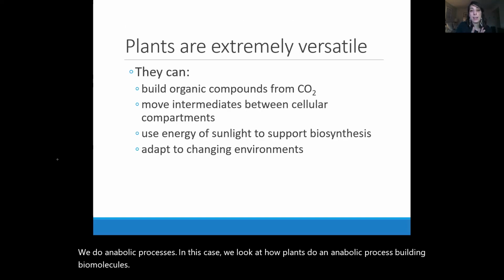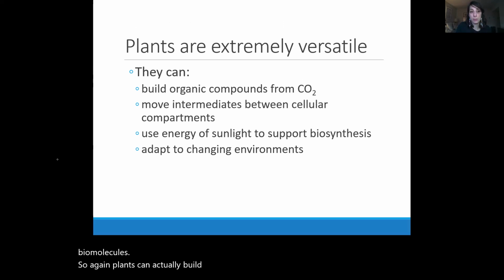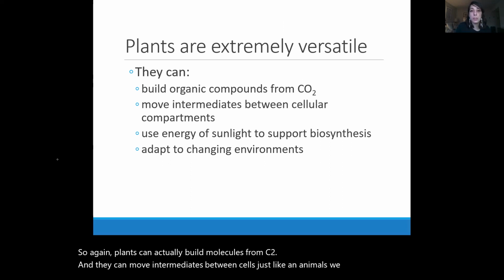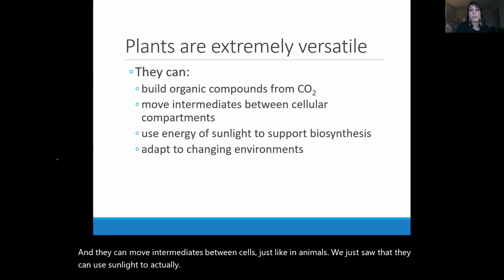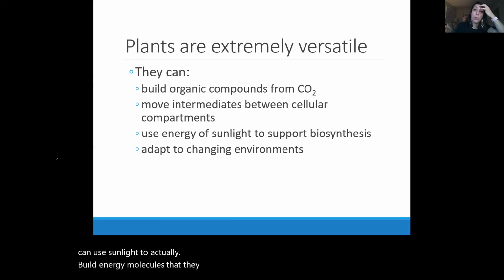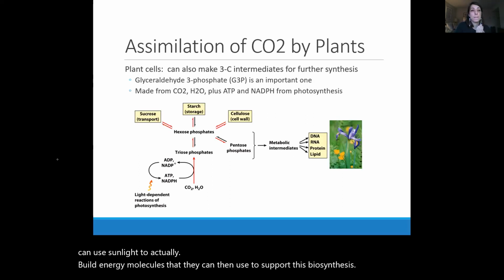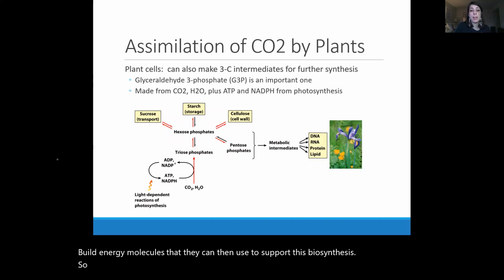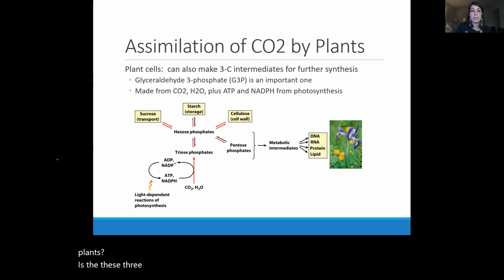So again, plants can actually build molecules from CO2. And they can move intermediates between cells, just like in animals. We just saw that they can use sunlight to actually build energy molecules that they can then use to support this biosynthesis. So how do plants build molecules from CO2? The actual assimilation of carbon dioxide by plants is via these 3 carbon intermediates.